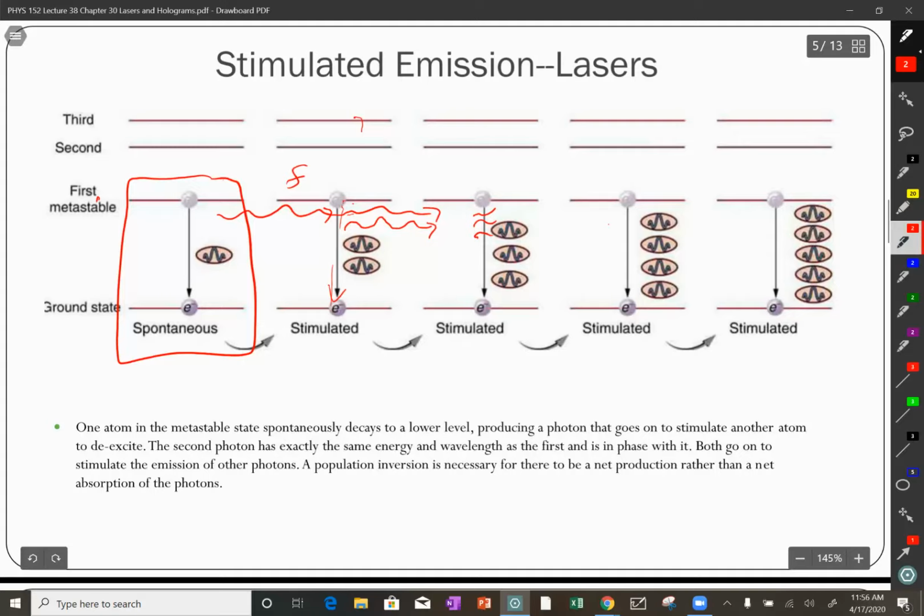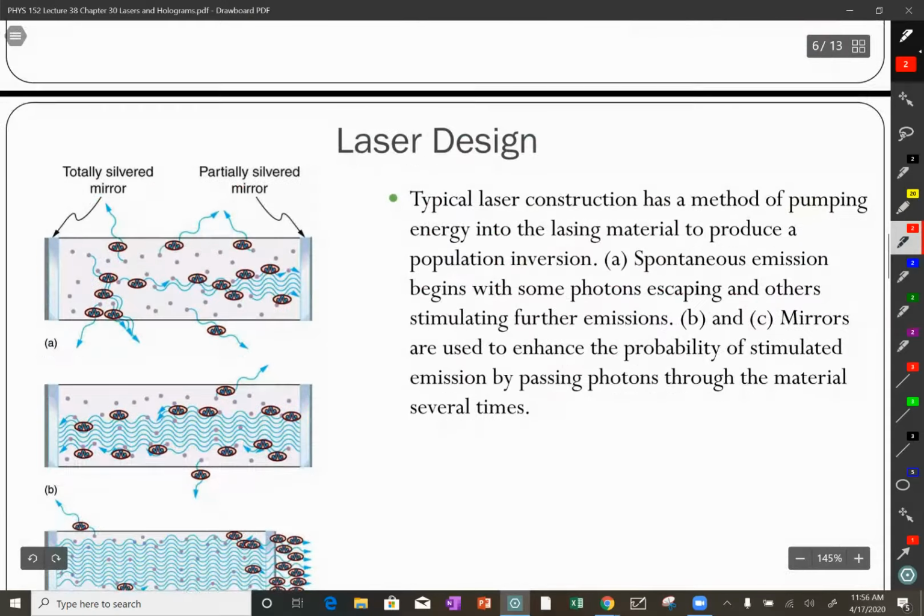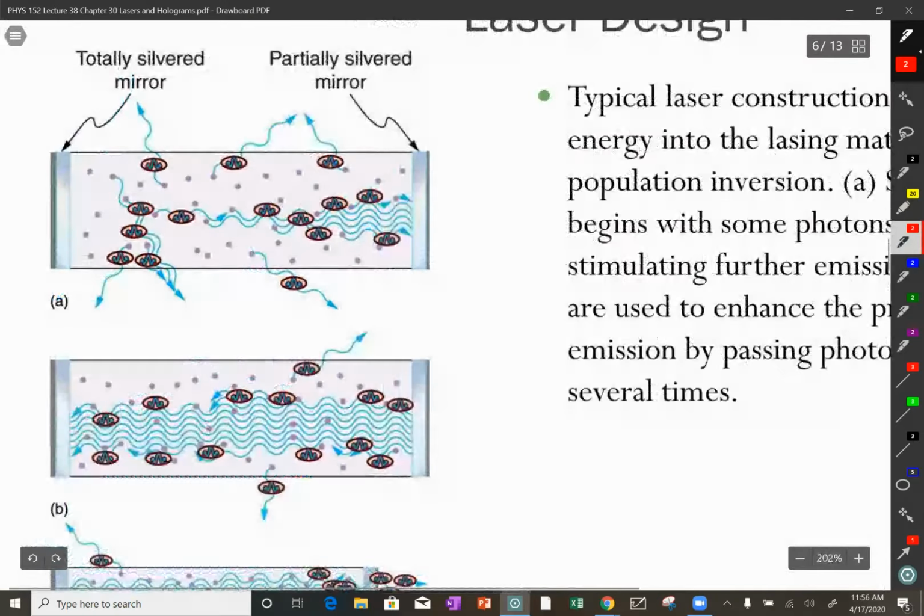And each time they come to another electron in the metastable state, it causes it to give off an identical photon. So just like we will study exponential growth with nuclear reactions, you probably have seen very good examples of exponential growth with the COVID-19, the coronavirus. But we have an exponential growth in the number of photons. And so when we put that into a laser, here's the design of a laser.